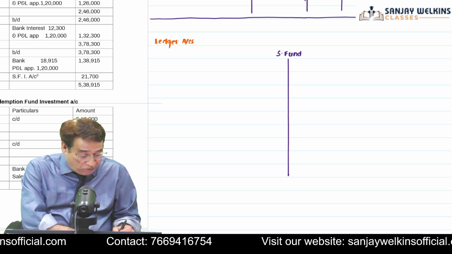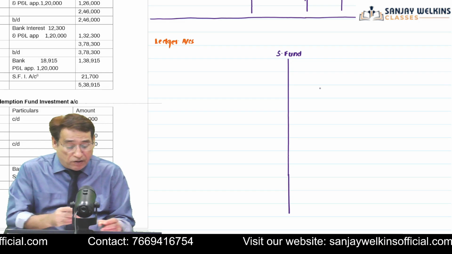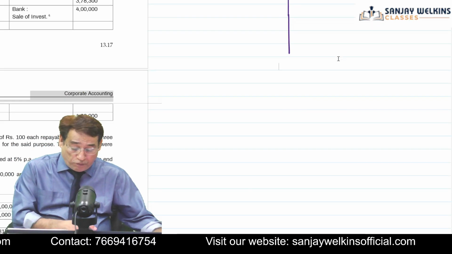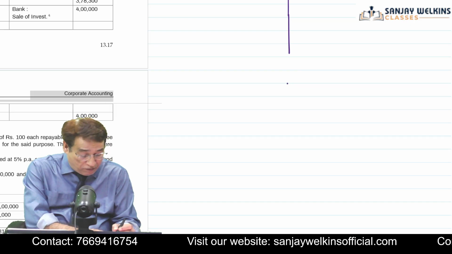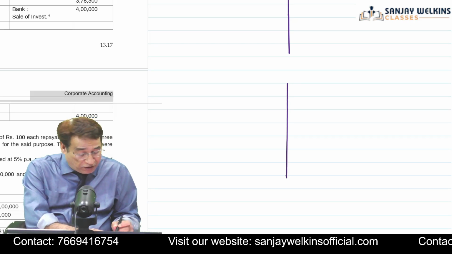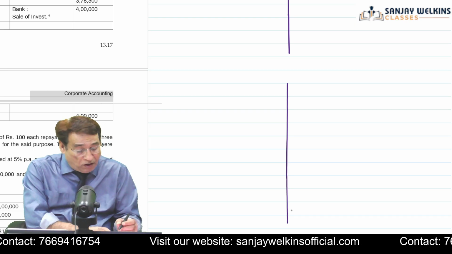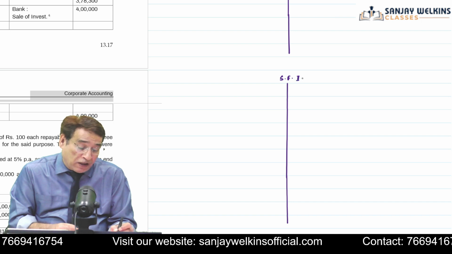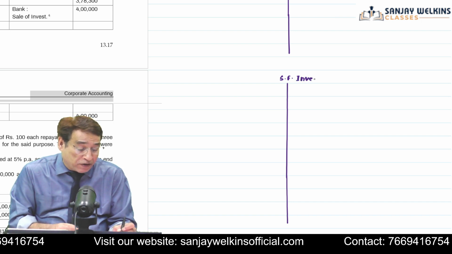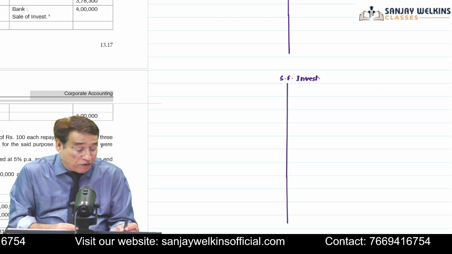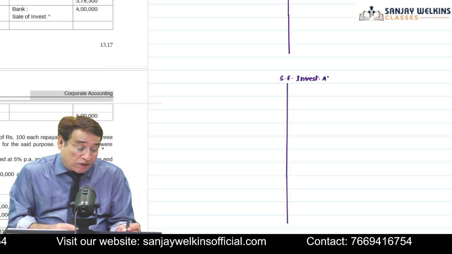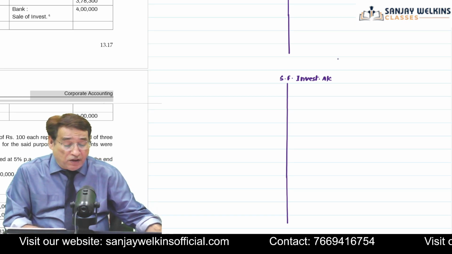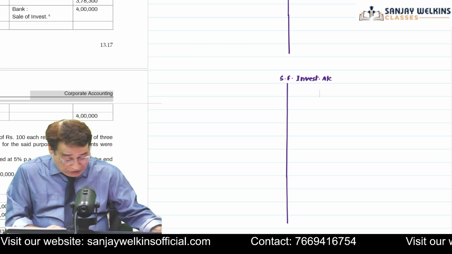I think this much space is enough. So first we are going to prepare a sinking fund account. After that we are going to prepare the sinking fund investment account. Sinking fund investment account is also known as debenture redemption fund investment account. Is it clear to you? So this is how you are supposed to prepare these accounts. Now, in order to prepare these accounts, just allow me a second.